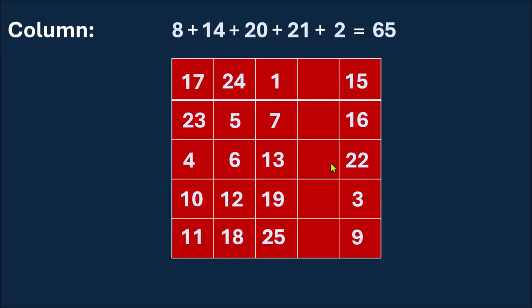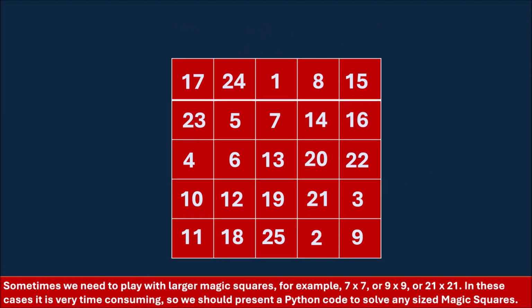Finally, we take one column here. We have 5 numbers added, and it's equal to 65. And so in terms of column, our magic square is correct. Until now, we have completed our 5 by 5 magic square.